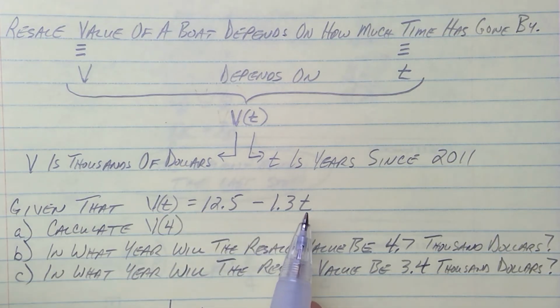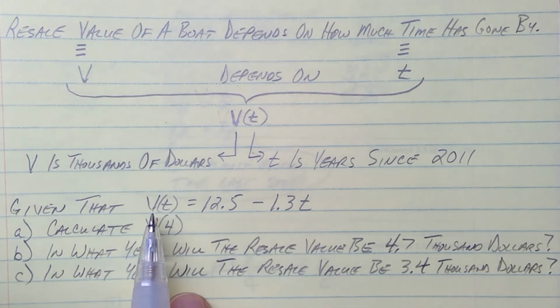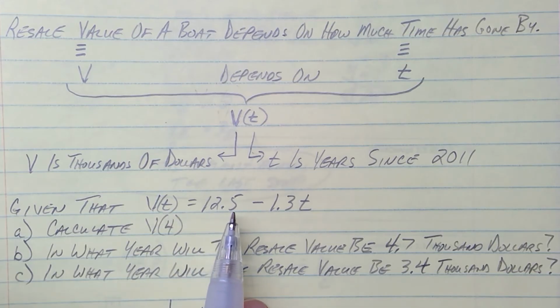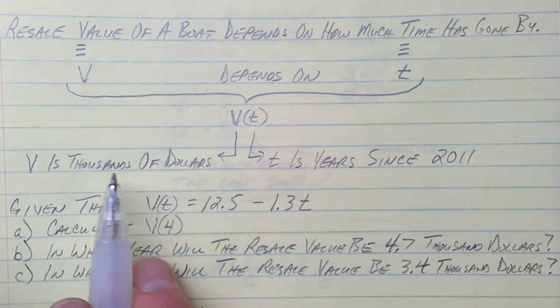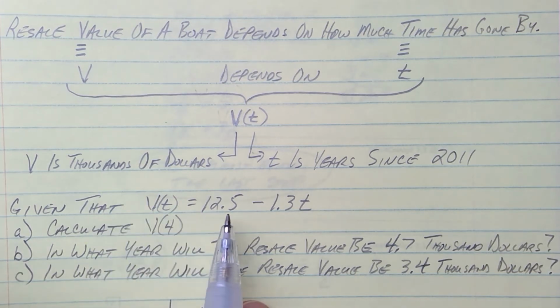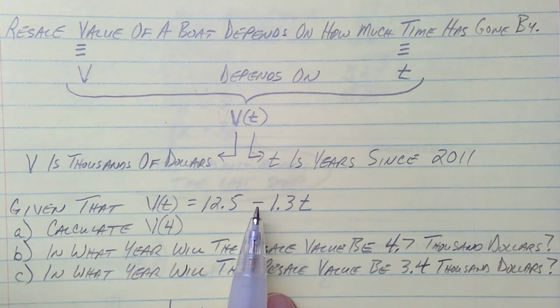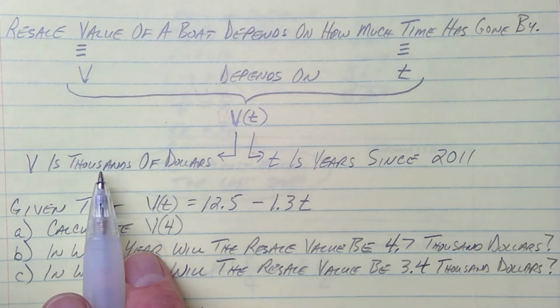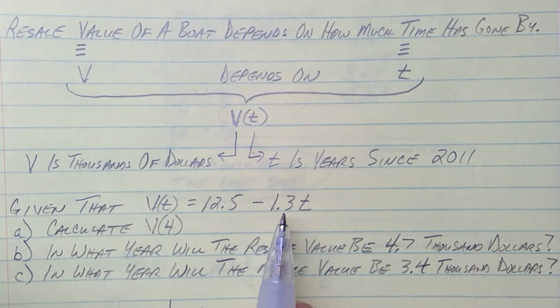All right, given this equation, we're just giving you the value of the boat with respect to how many years have gone by is what you started with, 12.5. Remember, we're speaking in thousands of dollars, so that's technically $12,500. So your boat started out being worth $12,500, but it's decreasing. It's worth less each year. This is how fast it's decreasing. Remember, we're speaking in thousands of dollars. That's 1,300. So it's decreasing at a rate of $1,300 each year.